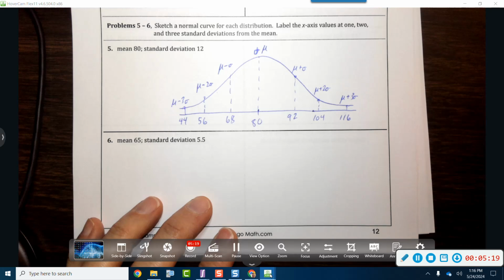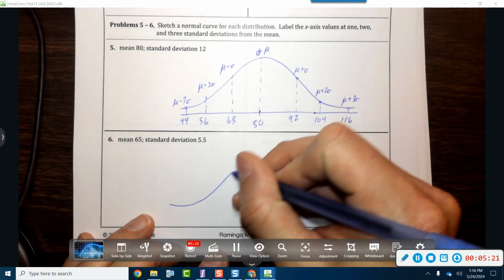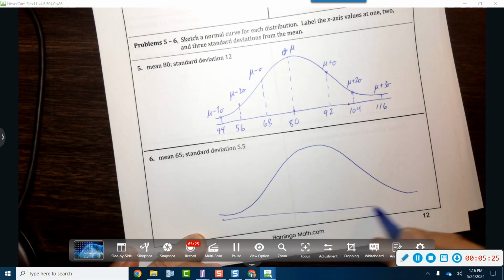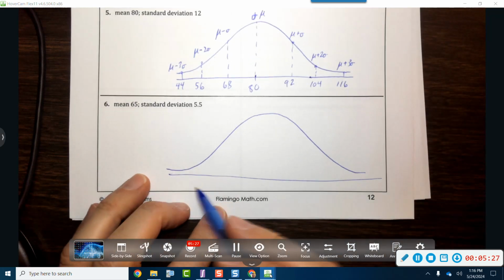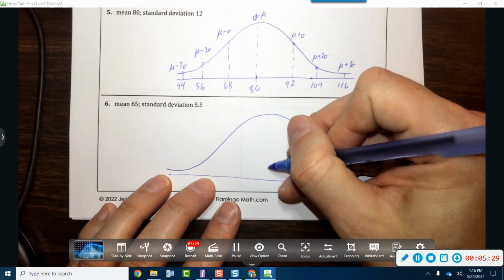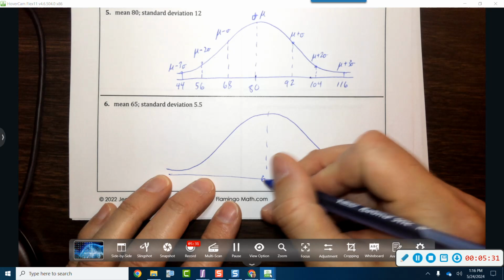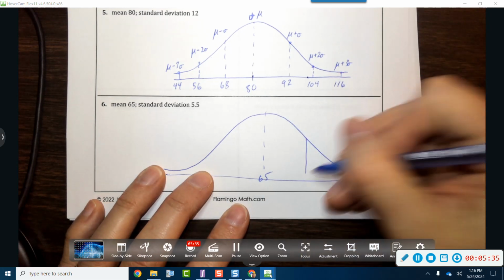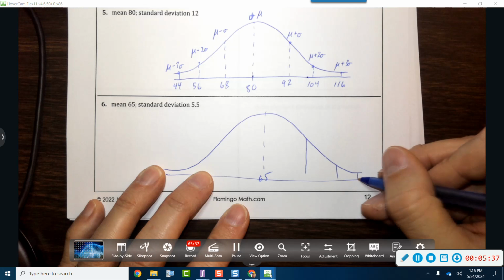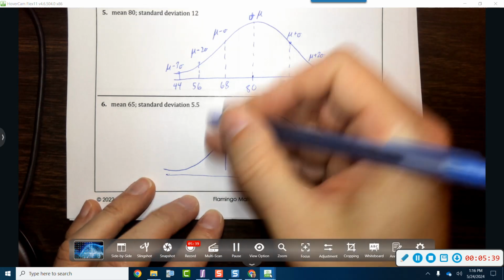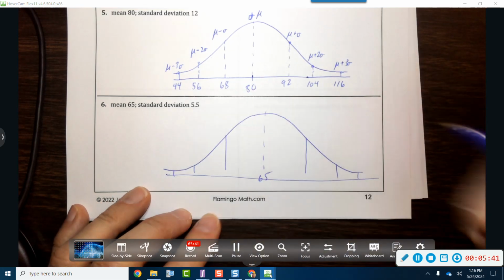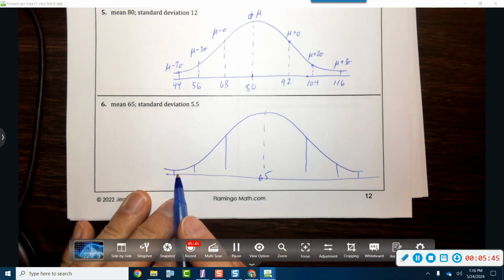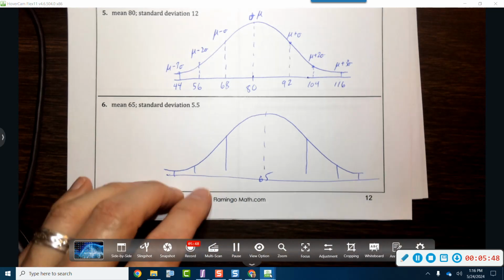Same process for this one. Let's see if we can draw a nice little curve here. The bottom line actually is not too good. The mean is going to be 65, and then you're going to go 5.5 in this direction, 5.5 again, and then finally again, right about here, here, and here. 5.5 here, and 5.5 this way.